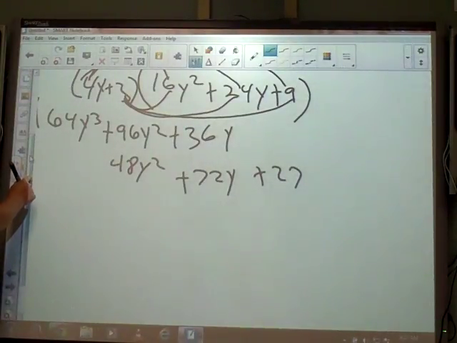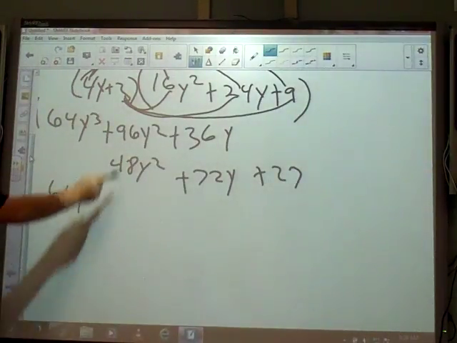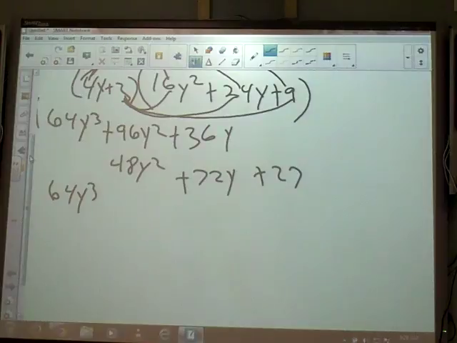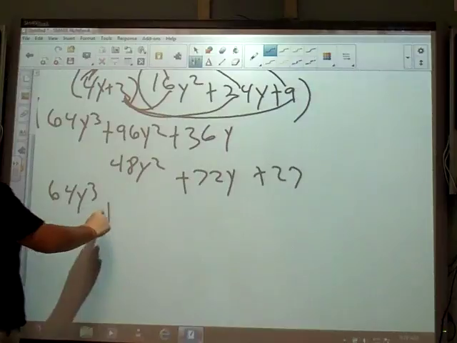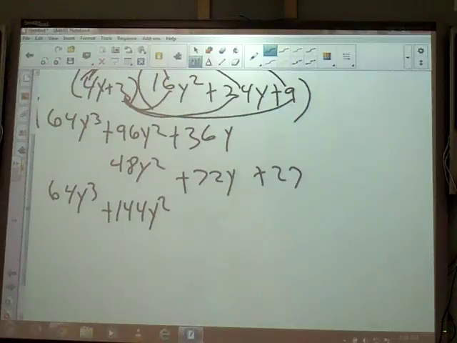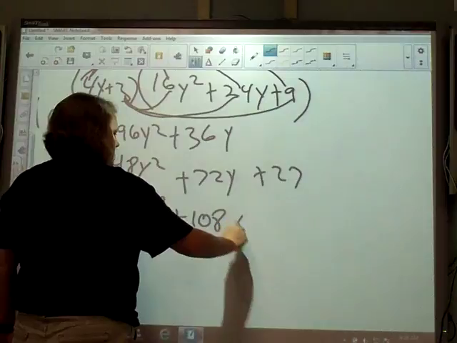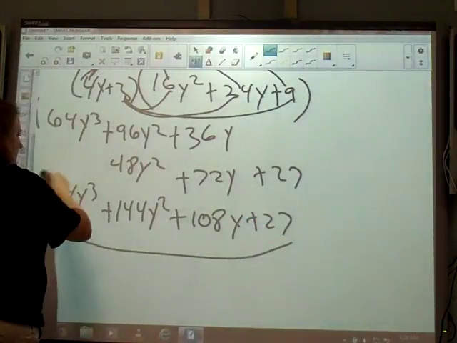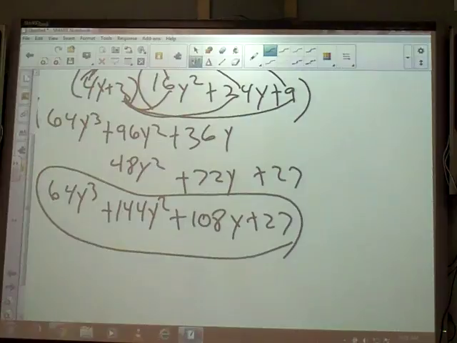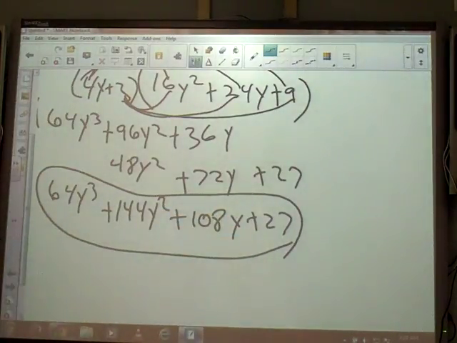So I have 64y cubed, nothing to combine with it. Y squareds, I got 96 and 48, so 144y squared. Y's, I got 36 and 72, which is 108y, plus 27. Is that in standard form? Yes, my powers are in descending order: 3, 2, 1, constant.